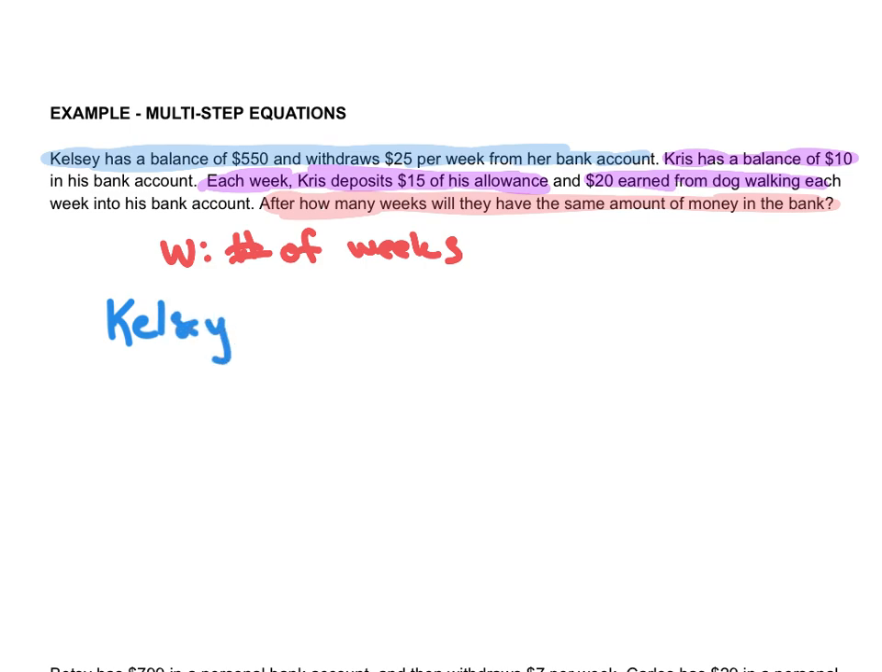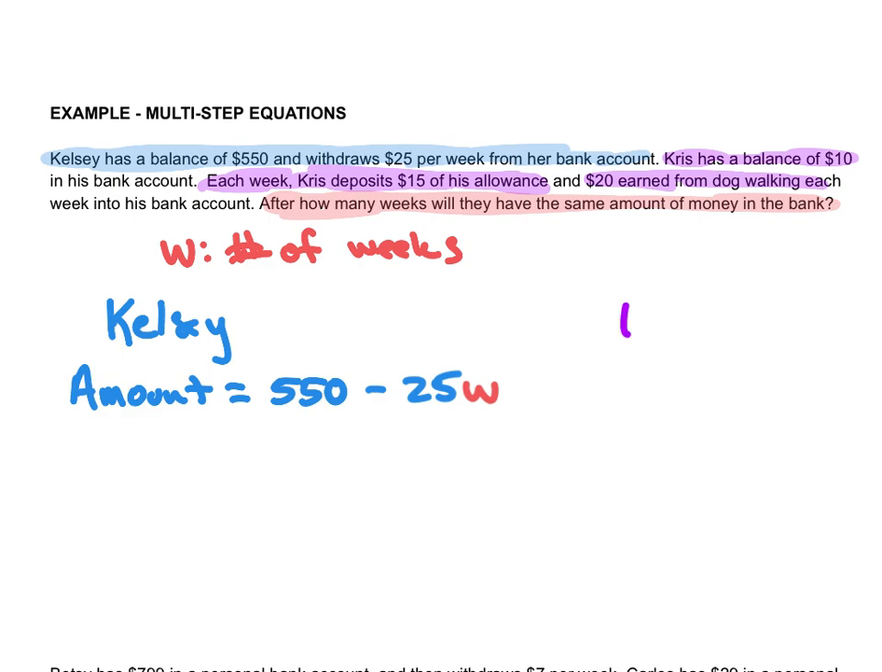And so if I write down Kelsey, I can say that the amount of money in her bank account is equal to taking the initial amount, which is $550, and when I think of this word withdraw, that means that you take money out. So we're going to subtract $25 per week, so 25W.